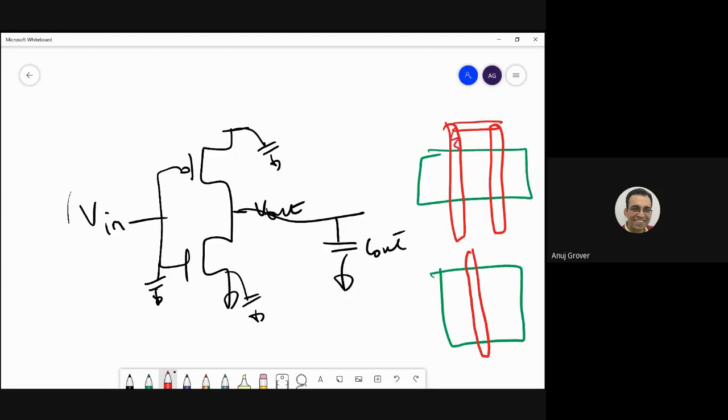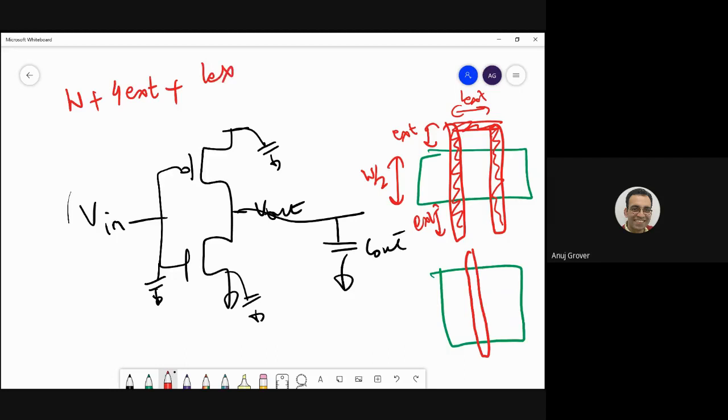So what happened? Your total poly area, so this is W by 2, this is X, this is X, and this is LX, let's assume. So your total poly length has increased to W plus 4EXT plus LEXT from the initial value of W plus 2EXT. Are you with me?